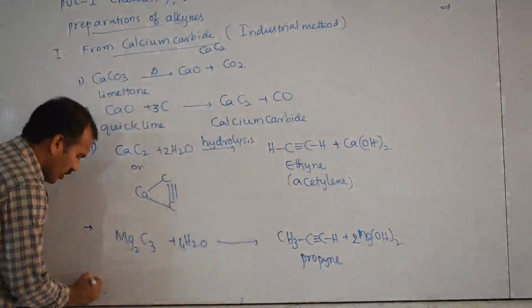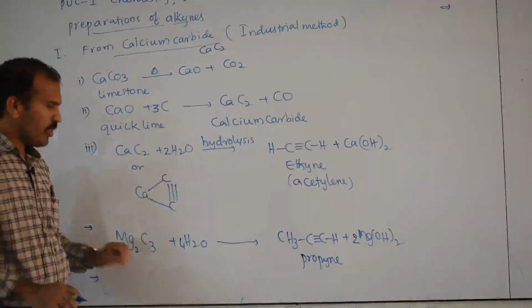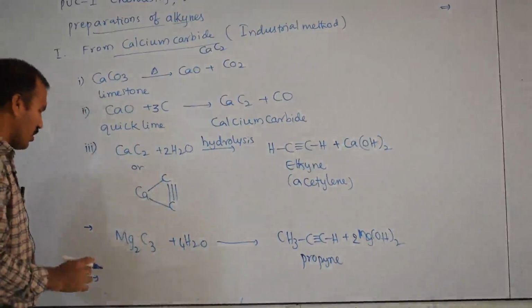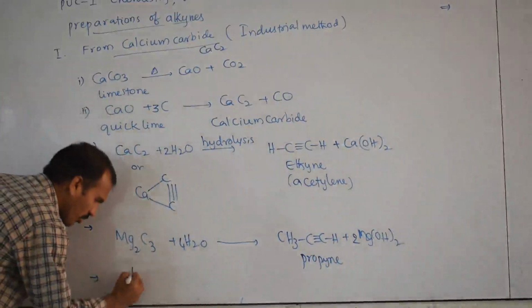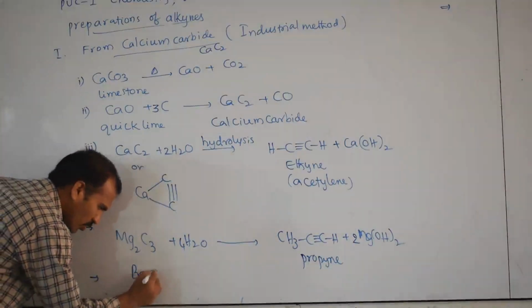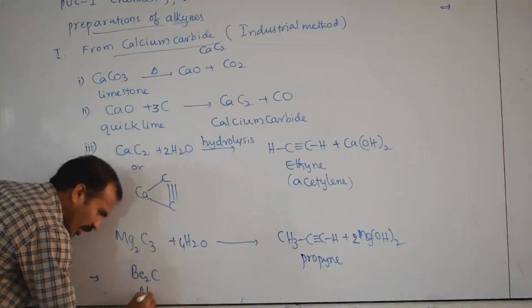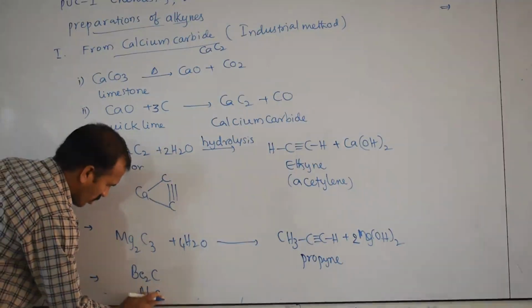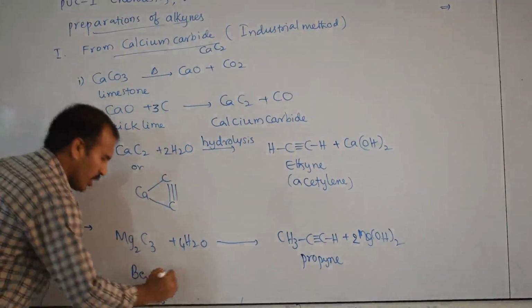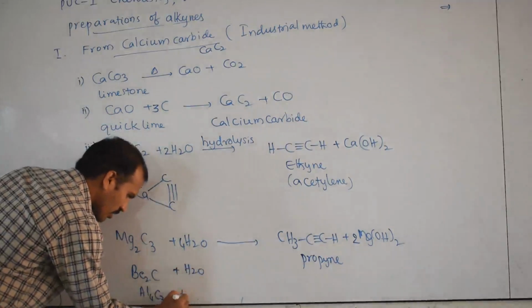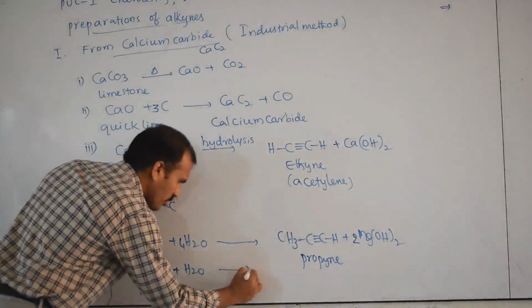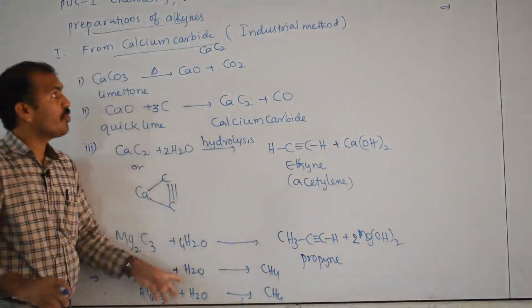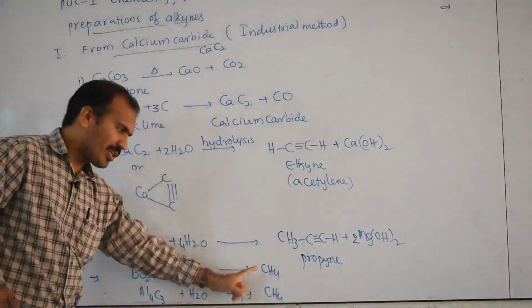Like this, this reaction is not useful for the remaining ones, but you may have already studied it, I don't know, in the S block elements, that is, second group elements. Now beryllium carbide Be2C, aluminum carbide Al4C3. These also on hydrolysis give methane. Actually we are going to prepare which one? Alkyne, but these are alkanes.